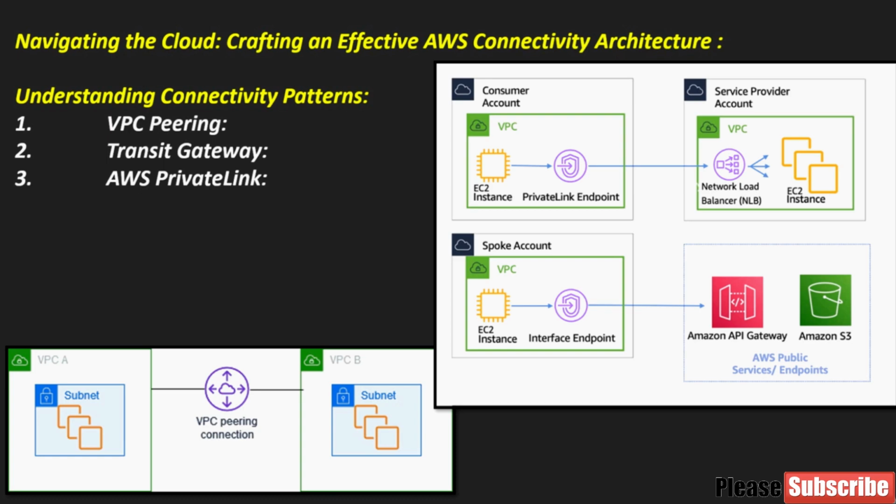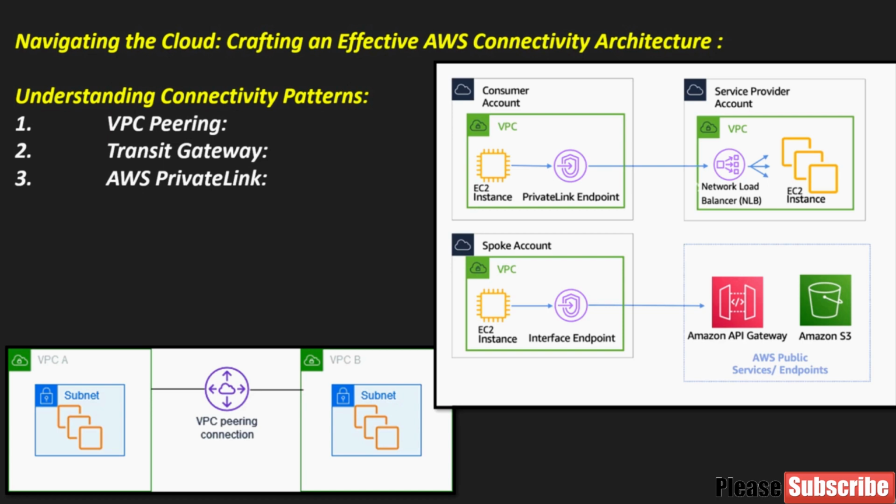Second is the transit gateway, which acts as a centralized hub that simplifies network architecture and enables transitive communication between VPCs. It is efficient for larger scale deployments, supporting up to 5,000 VPC attachments.